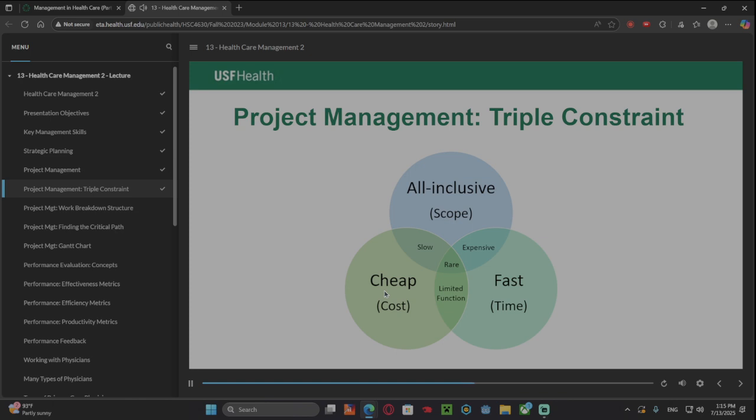Now, you can, in fact, have an all-inclusive and very fast project, but it's going to be very expensive. You can have an all-inclusive and cheap alternative, but it's going to be quite slow. And you can have a cheap and fast project, but it's going to have limited function, won't be able to do very much. In the middle there, in the overlapping Venn diagram circles, is the rare project that is all-inclusive, fast, and cheap.